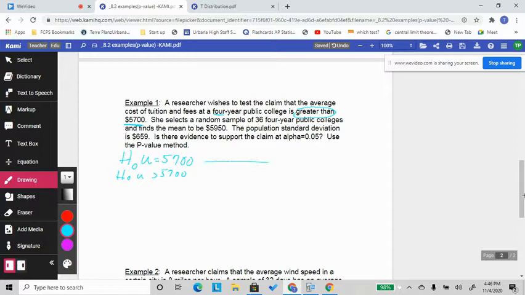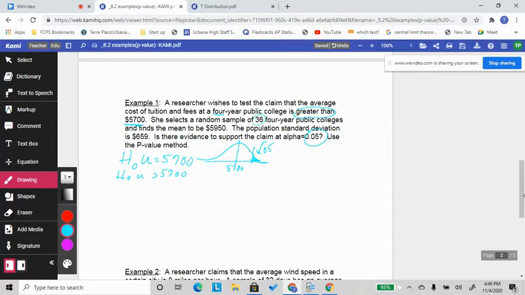So step one, H0 and Ha, we did. Step two, put your H0 in the center, that's what it is now, and you think it's greater, so you shade right, and then the alpha level is 0.05. If you're never given an alpha level, always default to 5%. Okay, so we have all of that. Now we're going to find our t.